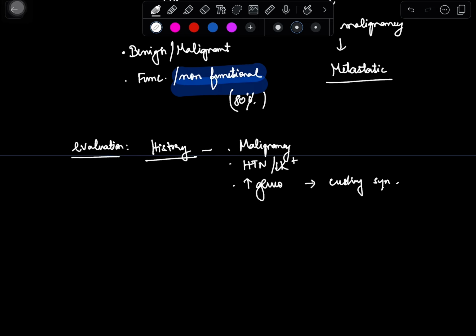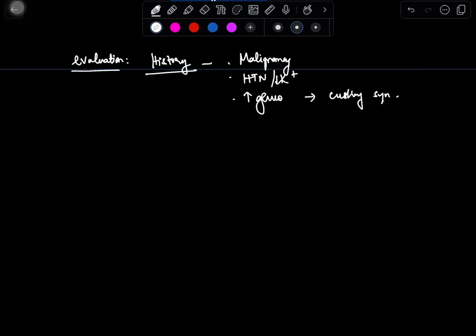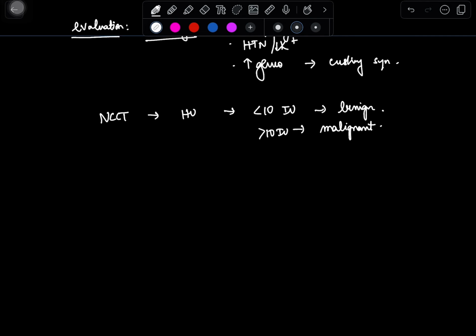So after history, we need to go ahead with diagnosis. In diagnosis, the best and optimal way to confirm benign as well as malignant lesion is to first perform an NCCT and see the Hounsfield units. If the Hounsfield units are less than 10, that's going to be a benign lesion, and if it is more than 10, that's going to be mostly a malignant lesion. This test is the easiest way to know whether it is benign or malignant, and then you can proceed with finding out the functionality of the tumor.